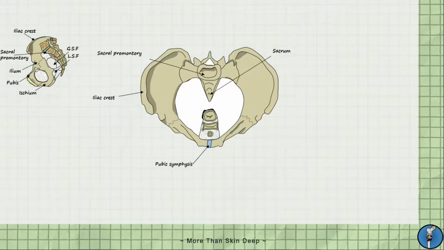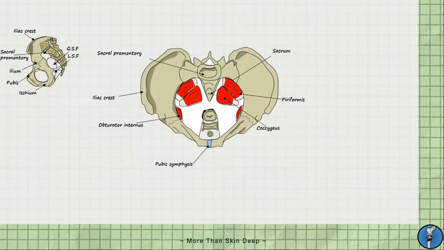The greater sciatic foramen contains various structures such as the piriformis muscle, a short hip adductor. Another short hip adductor is the obturator internus muscle, which originates from the obturator membrane. Moving more medially, we have the coccygeus muscle. This is actually a vestigial muscle with no demonstrable function.